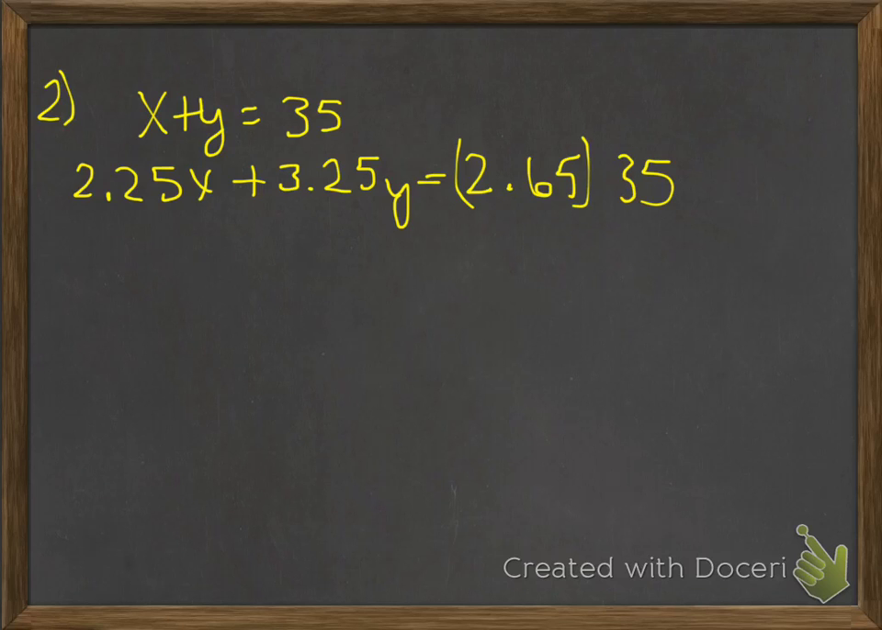Okay? So you know that if you multiply the $2.25 times the x, the number of pounds of peanuts, you would know how much it costs you to buy all those peanuts. And the same thing for the cashews. And what you're doing here is you're figuring out how much total, 2.65 times 35, how much total you spent. 92.75 total for this mixture. Seriously, you paid too much for this amount of peanuts.